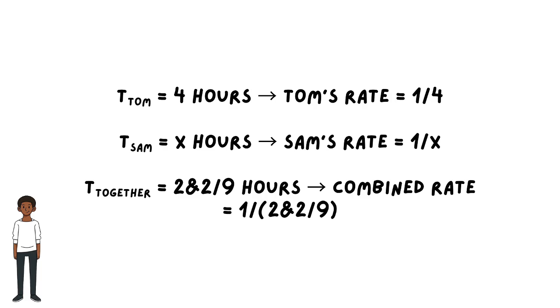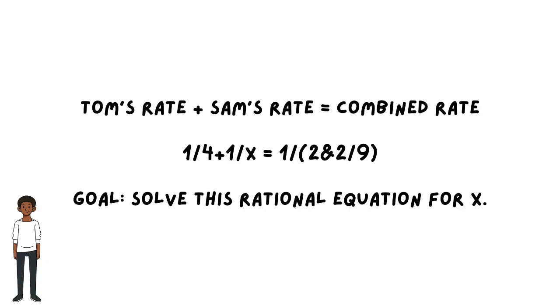Let's explicitly define our variables before doing any algebra. Tom's time is 4 hours, so his individual work rate is 1/4 of the job per hour. Sam's time is our unknown, which we will define as the variable x. This means Sam's individual work rate is 1 over x of the job per hour. Their combined time is 2 and 2/9 hours, giving a combined work rate of 1 over 2 and 2/9. Now we assemble the algebraic equation. 1/4 plus 1 over x equals 1 over 2 and 2/9.